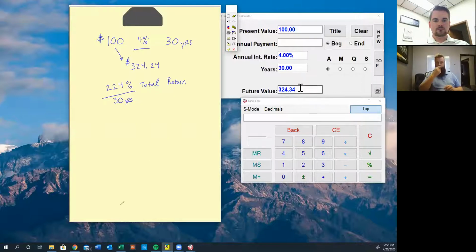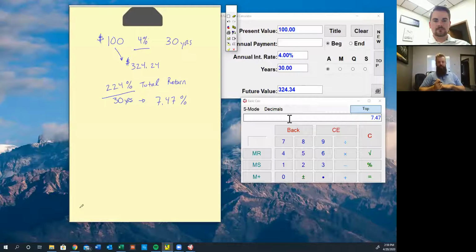Drew, what's that number? Oh, I have a calculator right here. 224 divided by 30. Here's what's interesting. That is 7.47%. So what does this mean? This means this person has calculated that they averaged 7.47% over that 30-year period.